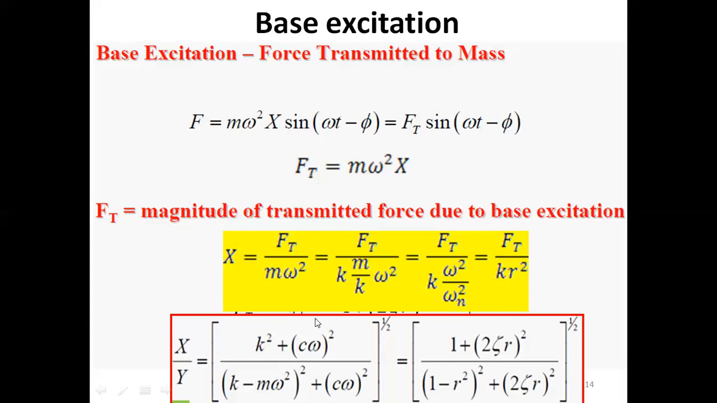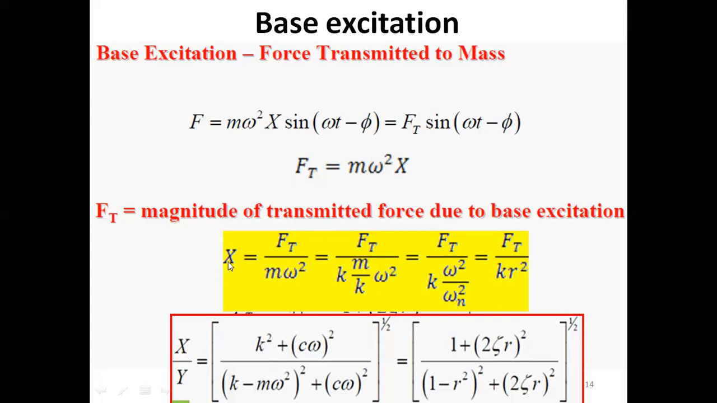In the last lecture, we came up with the mathematical or analytical model for the displacement transmissibility, which is capital X by Y. And this is the model in terms of stiffness, damping, and mass. And this is the same equation in terms of damping ratio and frequency ratio. So what we have to do, we have to put for this X, because we want to find the equation or mathematical model for the transmitted force.